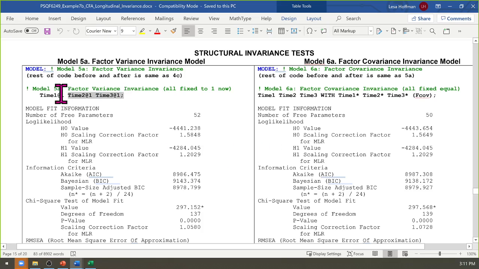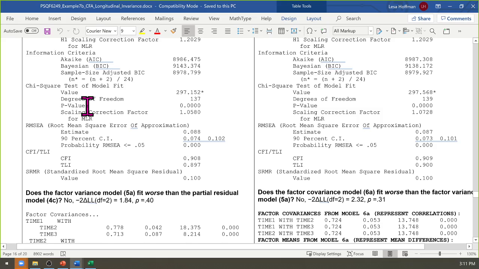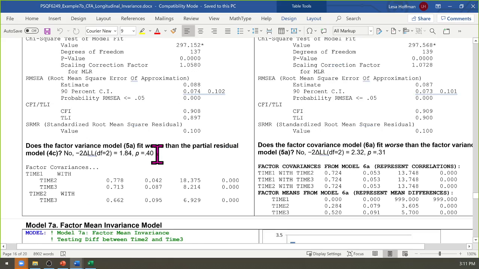So structural invariance, step 1 here, fix the factor variances to 1. So they were free. Now we're putting on a structural constraint asking, does the trait vary to the same extent at time 1 as it does at time 2 and time 3? And the answer is no, it's fine.